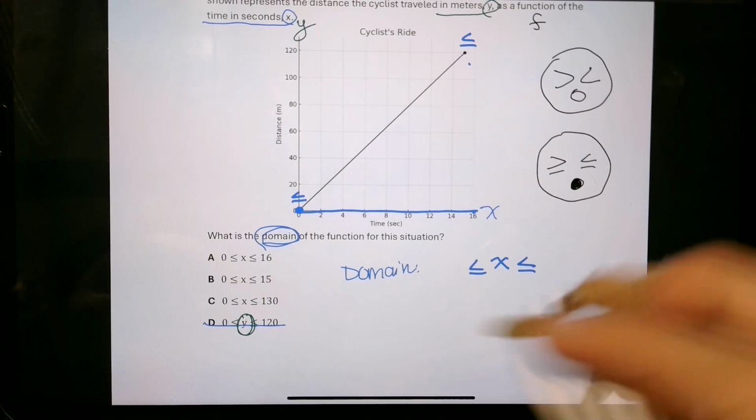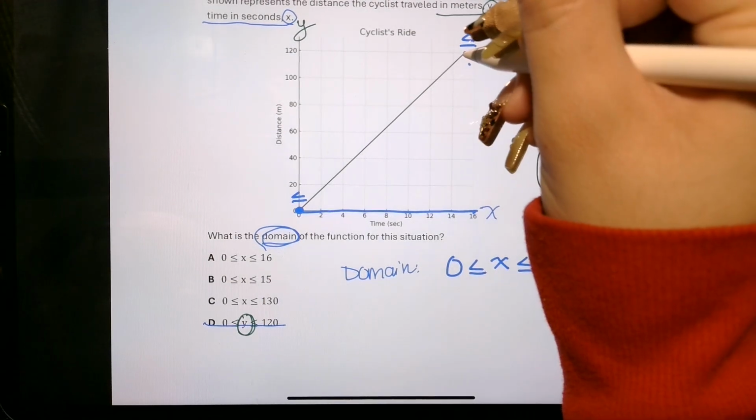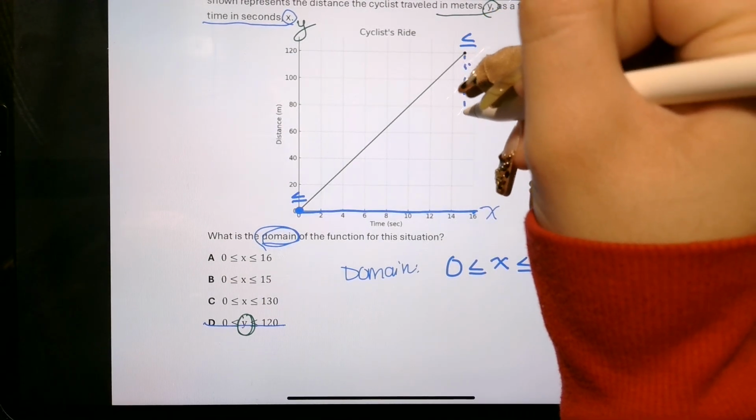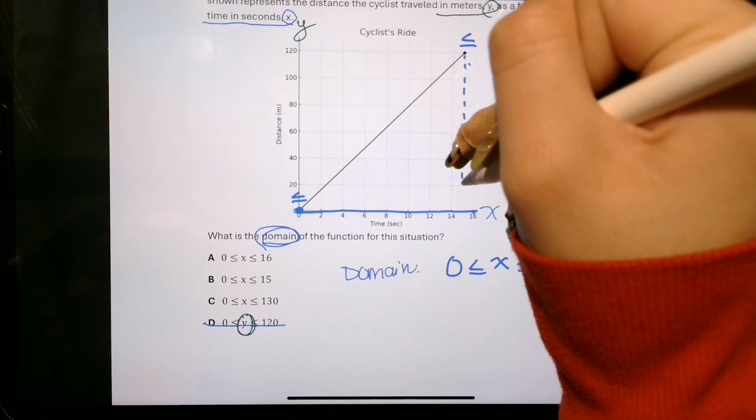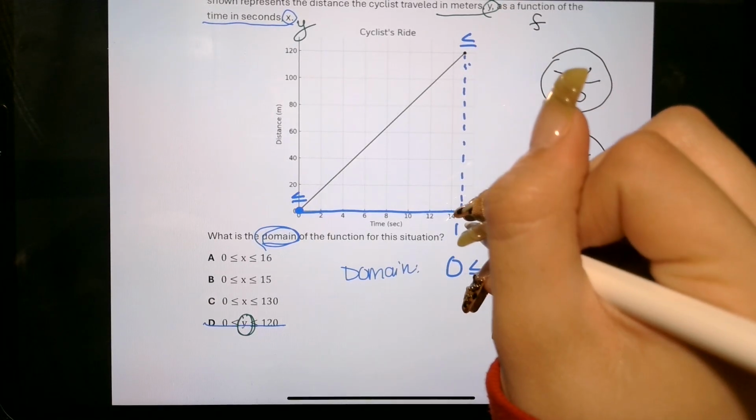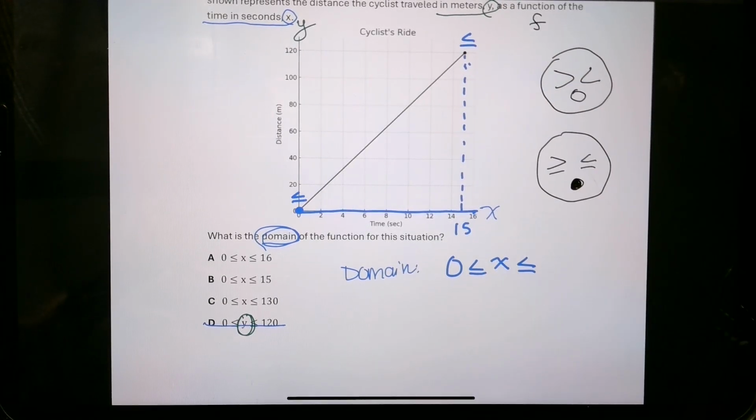And we are starting at 0. And we're ending right here in the middle of 14 and 16. So in the middle of 14 and 16 would be 15. So my answer is 0 is less than or equal to x is less than or equal to 15.